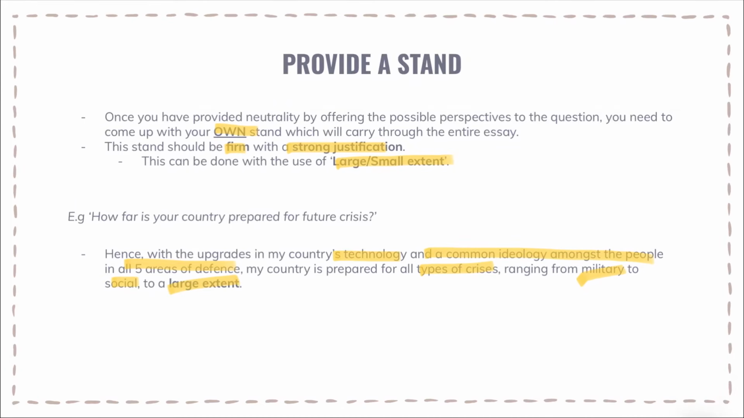So overall, I'm giving off my stand by providing a reason why I'm agreeing to a large extent. In this case, my reason is because of the upgrades in technology, as well as the ability for every single person in my society to have the 5 pillars of defense in their heads. That is the reason why I'm saying to a large extent. If you say to a small extent, then just provide a different set of reasons to justify that as well. So that is how you conclude your introduction.